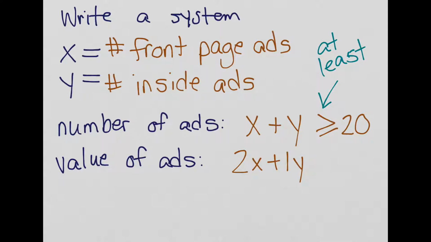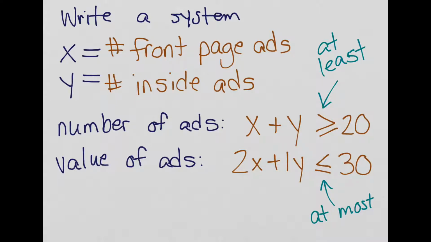But we only have $30 to spend. We cannot spend more than $30. We could spend exactly $30, but we could also spend less than $30. So that's less than or equal to 30. At most, $30. So this less than or equal to sign is also like saying at most. The most we could spend is $30. We could spend less than that, but we can't spend more than $30.